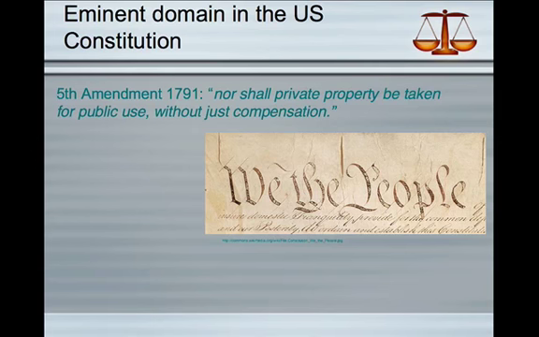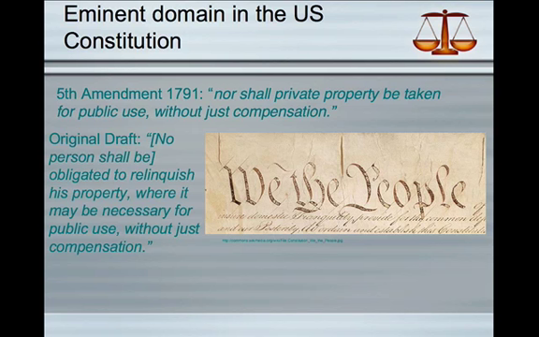All right, eminent domain in the U.S. Constitution. The Fifth Amendment reads, nor shall private property be taken for public use without just compensation. And the original draft actually read that no person shall be obligated to relinquish his property where it may be necessary for public use without compensation. So the key difference here is necessary.